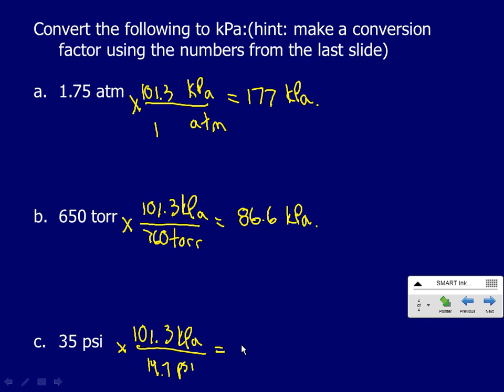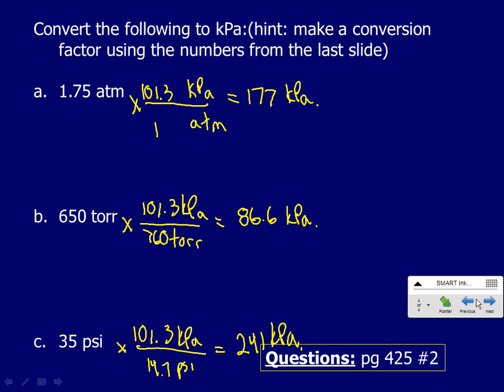What do I have here for a number? Taylor seems to be filling in. What do you got? 141? 241 kilopascals. Okay? There is a little question in the book that deals with that.